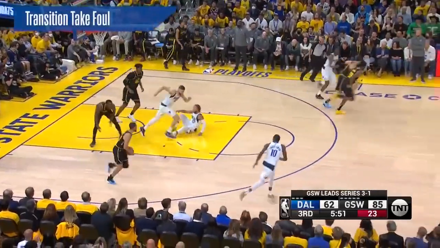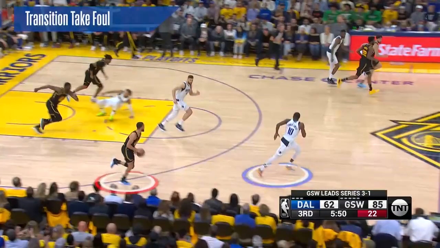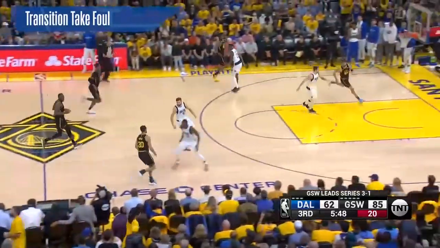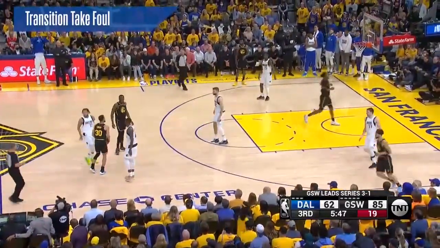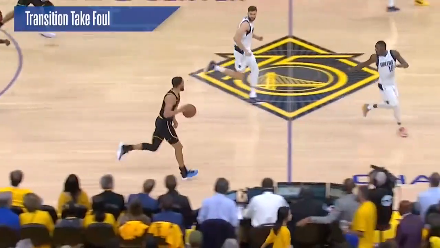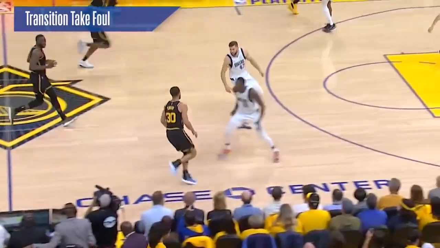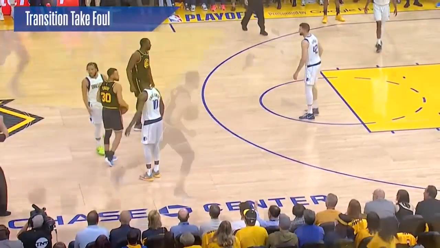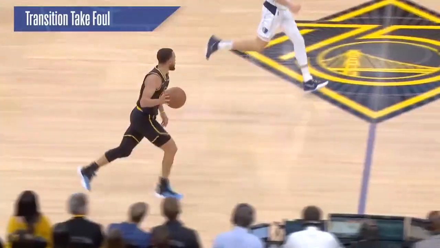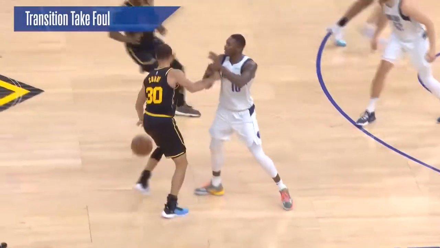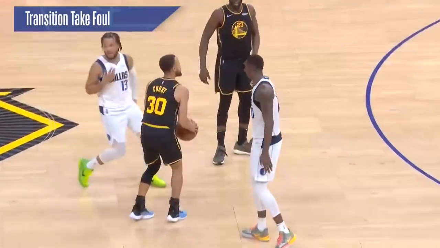Similar to the first play, here we will see another example of a defensive foul that would be ruled a transition take foul this season. The defensive player, Dorian Finney-Smith, does not make a legitimate attempt at the ball, and instead he effectively gives up on the play by bumping into the dribbler, Steph Curry, in a non-basketball manner. Starting this season, this type of contact will result in a transition take foul.